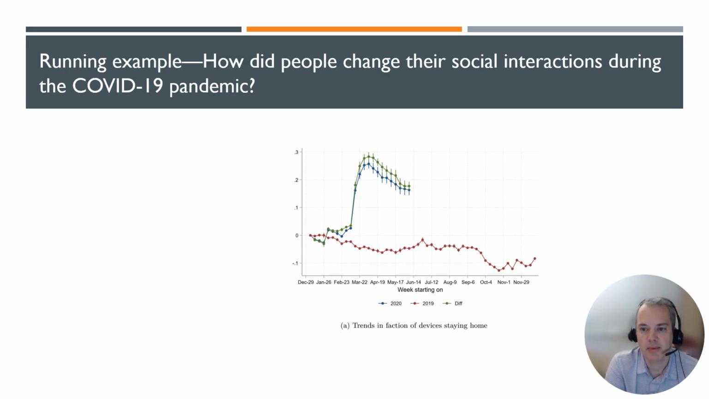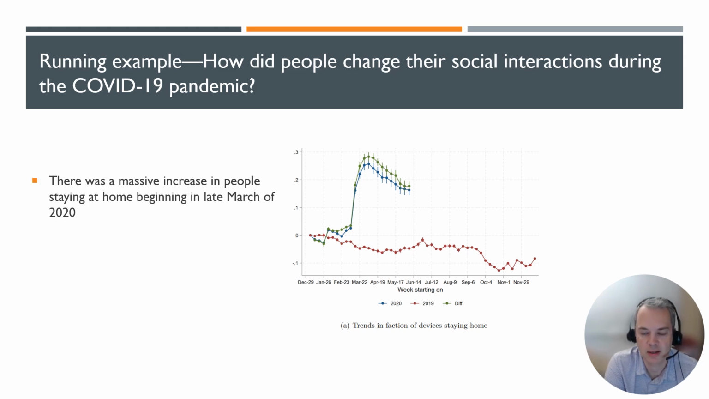So our running example here is about changes in social interactions during the early part of the COVID-19 pandemic. And so the figure on the right, which comes from one of my papers, shows a big increase in people staying at home starting in late March of 2020, sort of when everyone really started to get afraid and concerned about COVID-19.